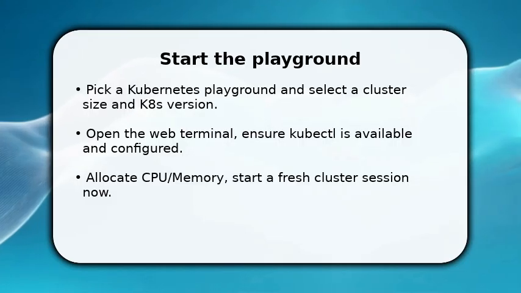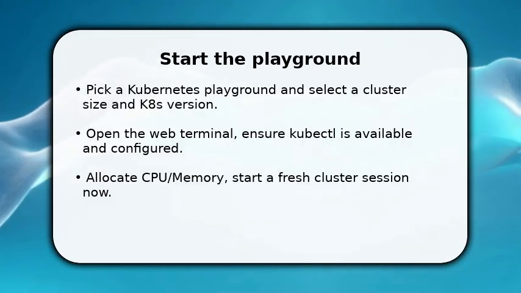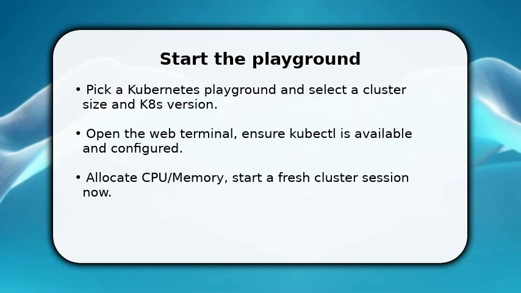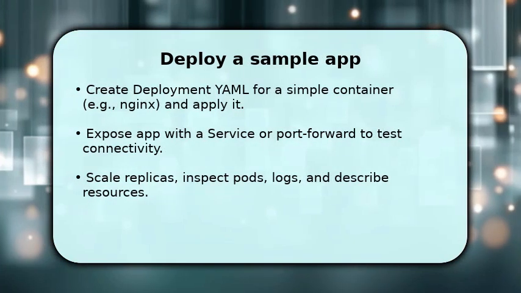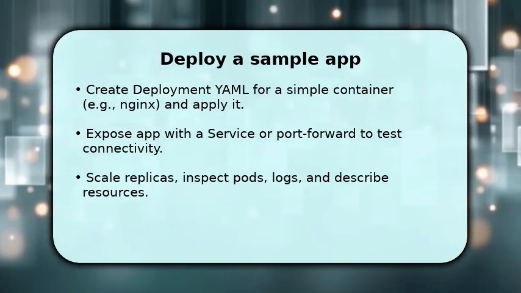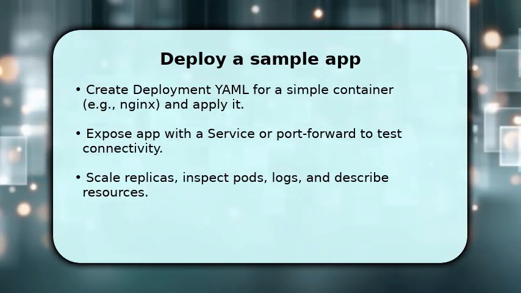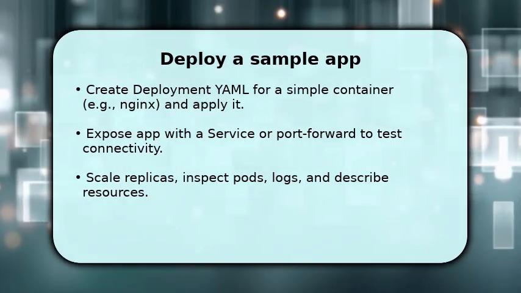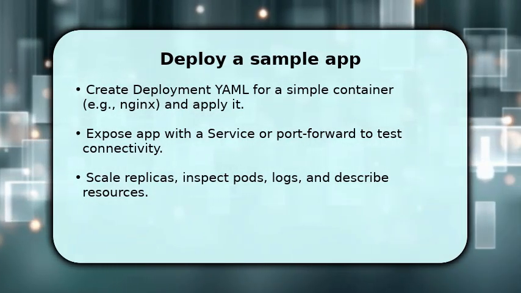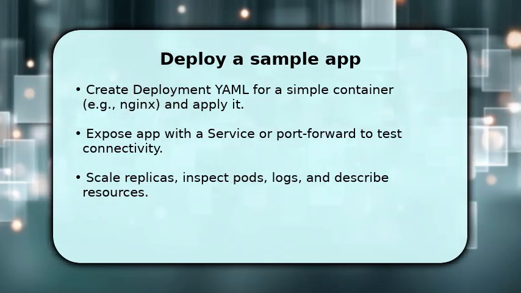Then initialize a namespace for isolation and create a basic service account. This gets you straight into hands-on work without delay. You'll now deploy a sample application so you can test core workflows. Create a deployment manifest for an Nginx or demo container and run kubectl apply -f to start pods. This shows how manifests drive desired state.